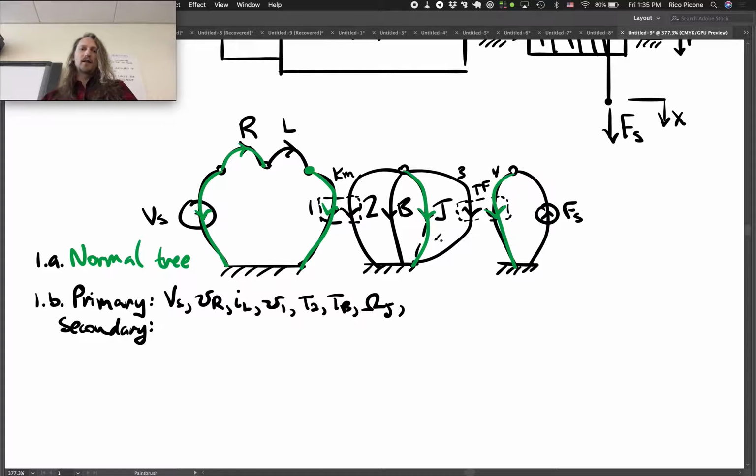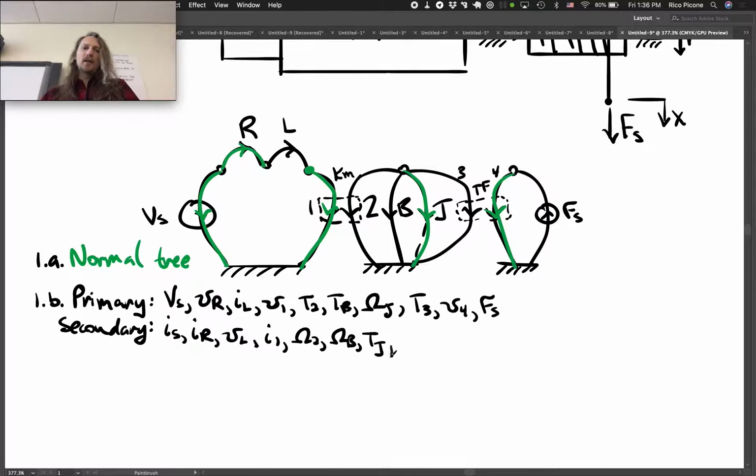3 is a link, so we have T3. 4 is a branch, so we've got the cross variable associated with it, which is V4. And then the link FS. So the opposite of all those is IS, IR, VL, I1, omega 2, omega B, TJ, omega 3, F4, and VS.